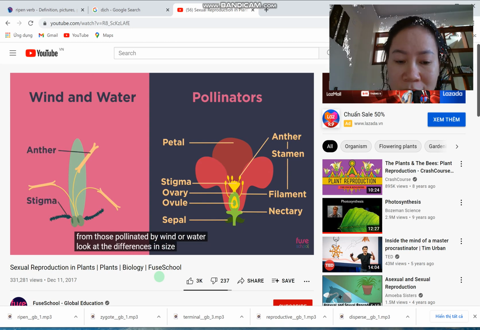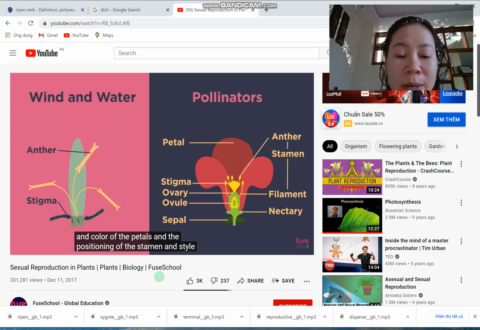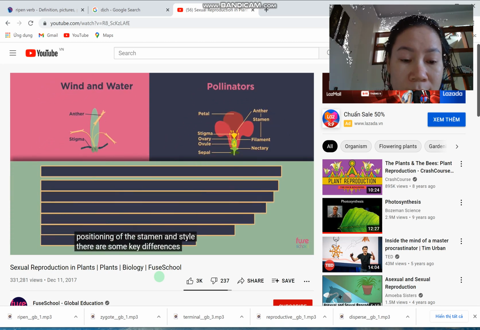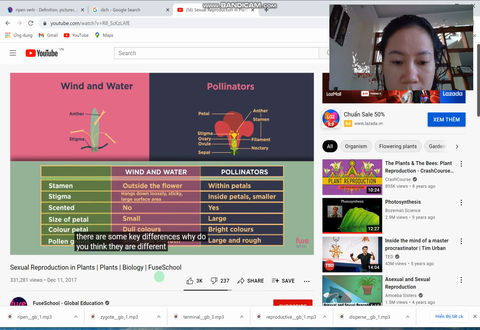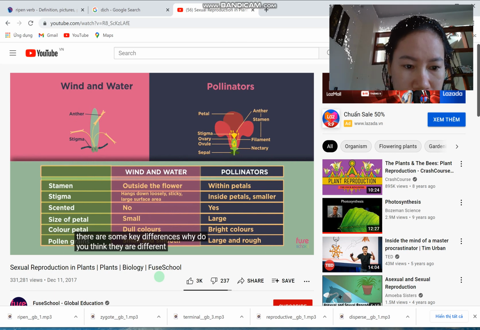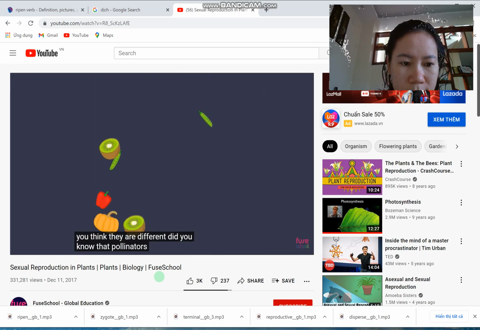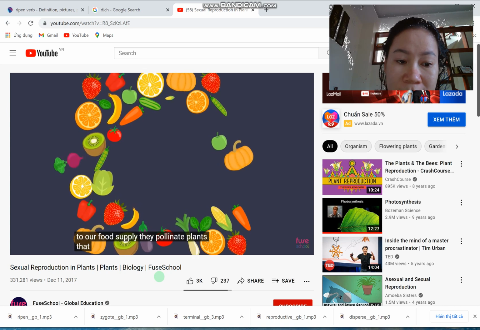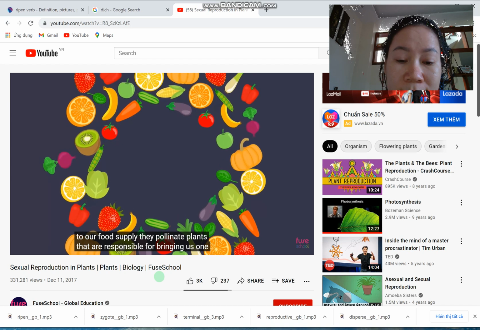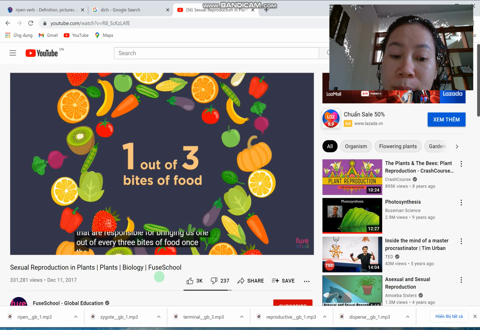Look at the differences in size, scent, and color of the petals and the positioning of the stamen and style. There are some key differences. Why do you think they are different? Know that pollinators are very important to our food supply. They pollinate plants that are responsible for bringing us one out of every 3 bites of food.